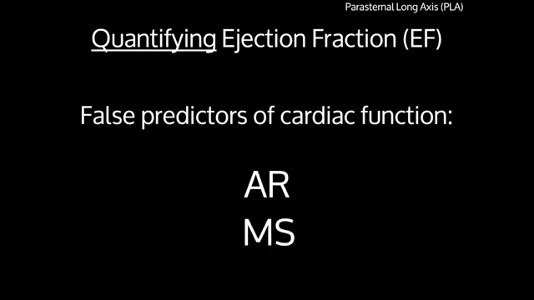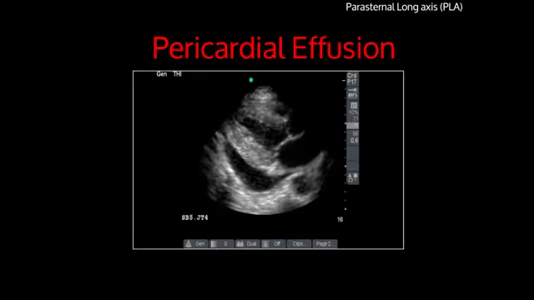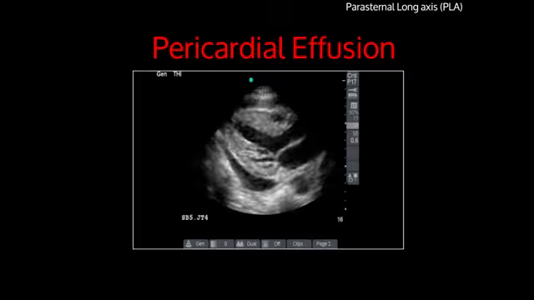Or, if your patient has mitral stenosis, the poor excursion of the mitral valve leaflets will give you a large EPSS, falsely predicting cardiac ejection fraction. Now, I mentioned earlier that the descending aorta is important for distinguishing between a pericardial effusion and a pleural effusion.